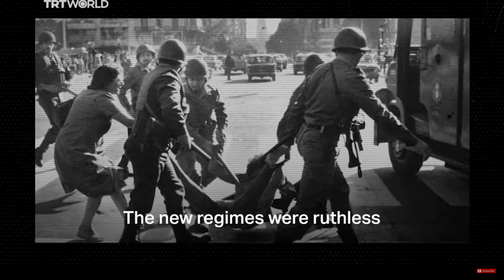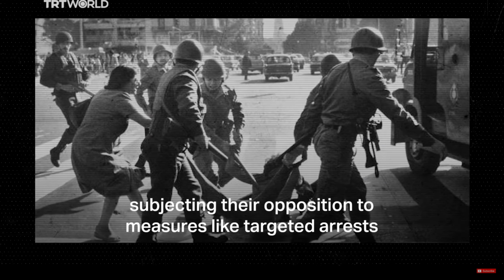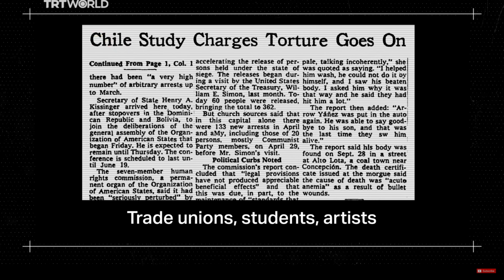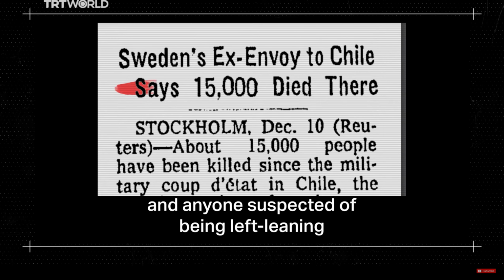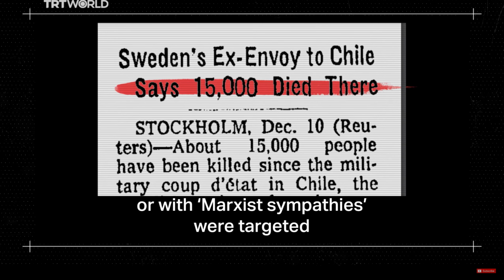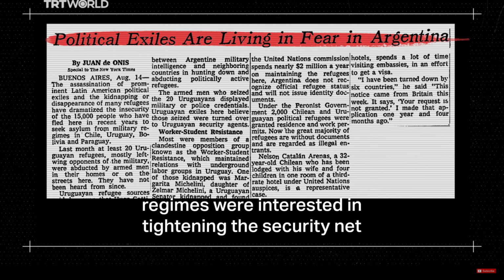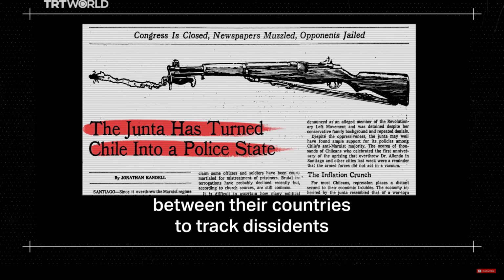The new regimes were ruthless, subjecting their opposition to measures like targeted arrests, imprisonment, torture, kidnappings, rape, and murder. Trade unions, students, artists, and anyone suspected of being left-leaning or with Marxist sympathies were targeted. Because the coups forced many to flee, regimes were interested in tightening the security net between their countries to track dissidents.